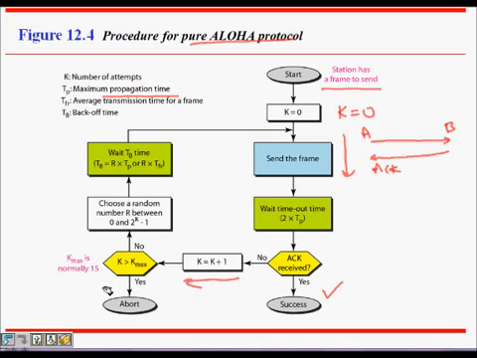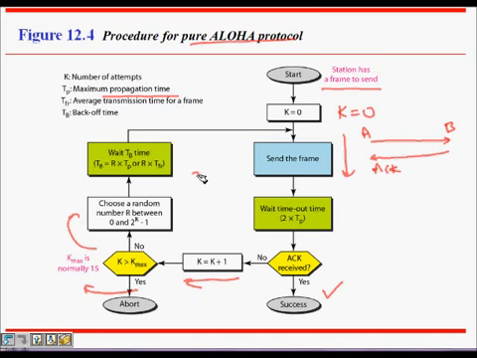But you can only try till a maximum of K max, which is normally set to 15. So if you are unlucky and you are failing many times, and if it exceeds 15, you should abort your transmission. But if your number of attempts is less than 15, what do we do? We choose a random number r, which is between 0 and 2 to the power of k minus 1, where k is your number of attempts.